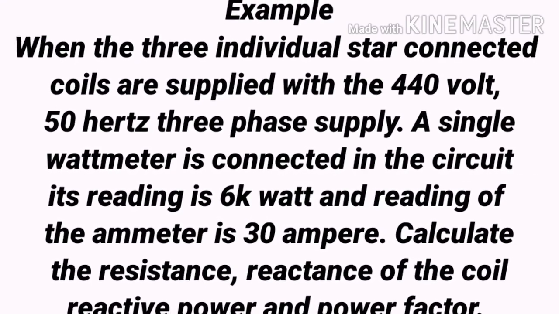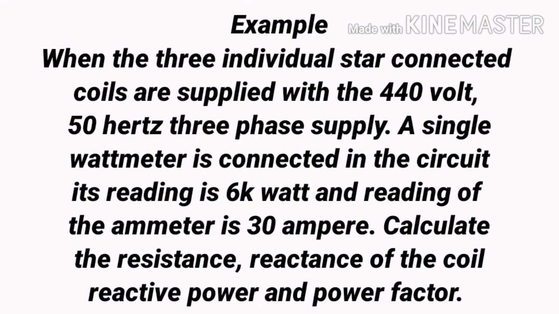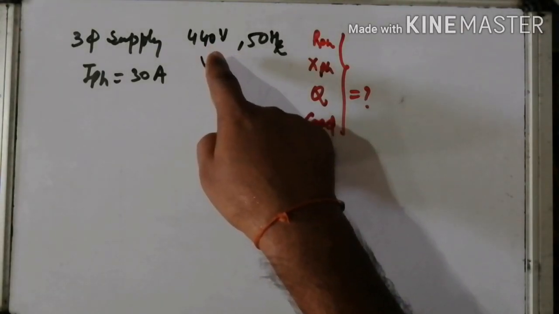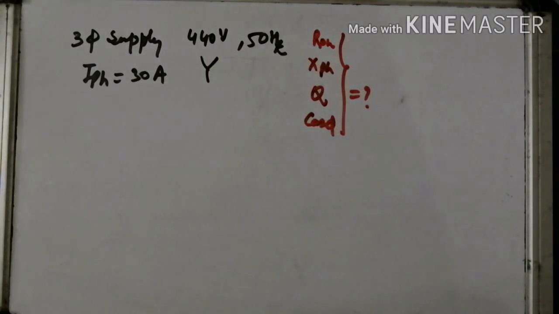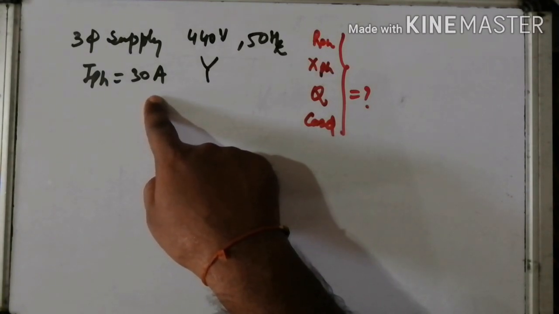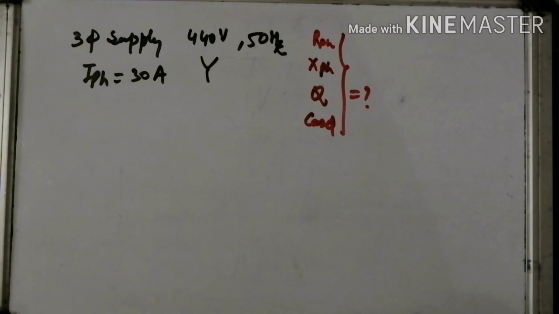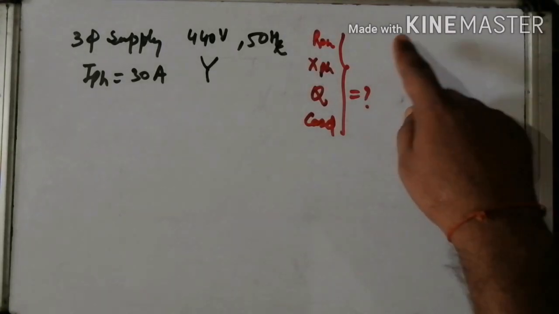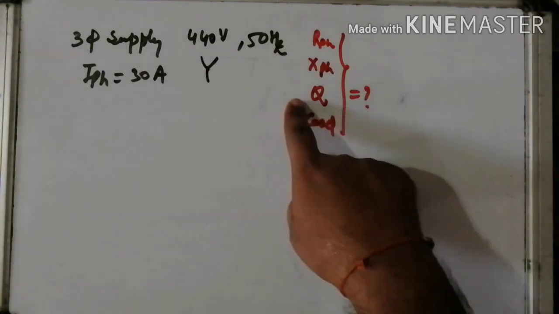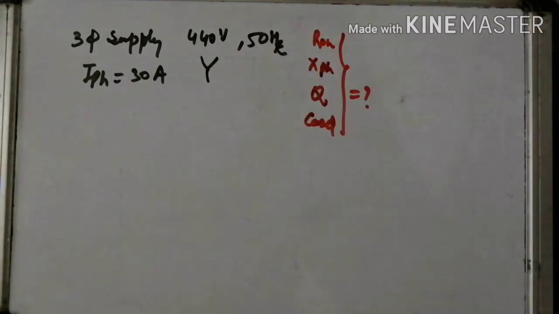Now see the next. Now according to the question, data for the three phase supply is 440 volt and 50 hertz. Current which is drawn by the source per phase is 30 ampere and it is a star connected load. Now calculate resistance, reactance per phase, reactive power and power factor.